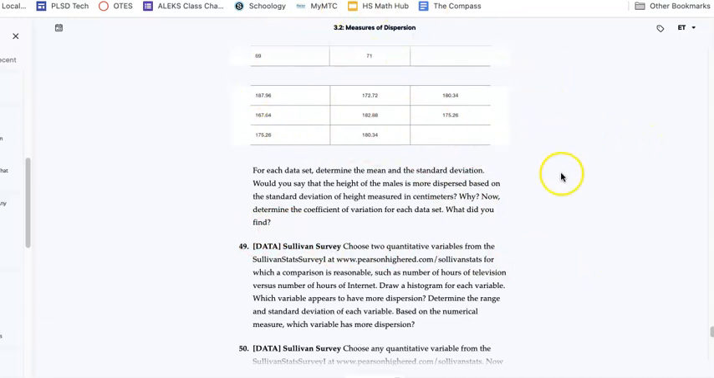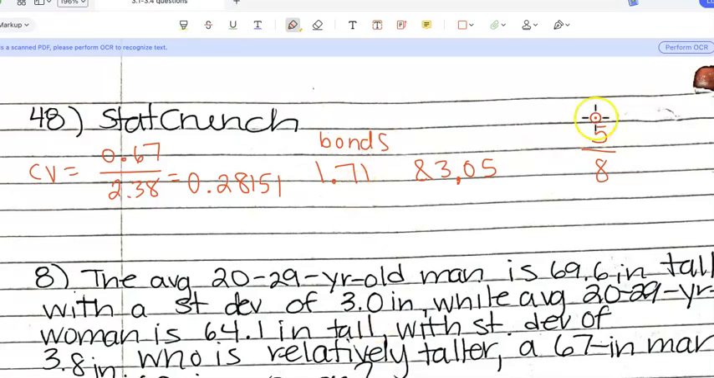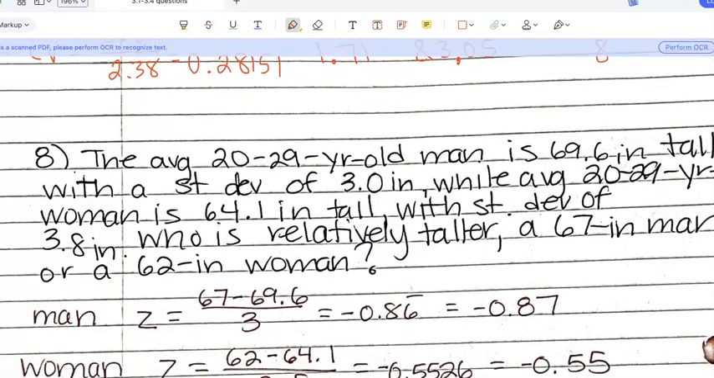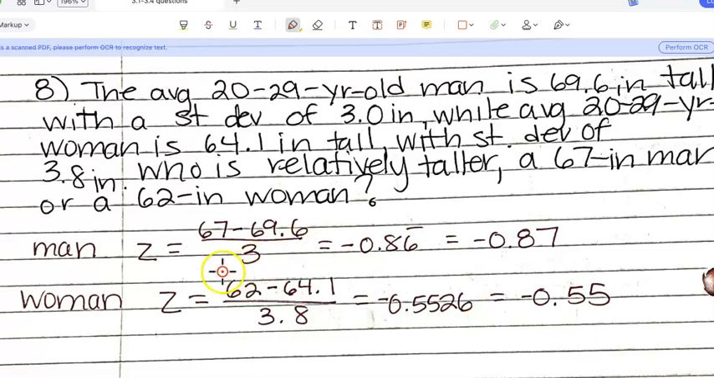All right. The last one that I'm going to go to here was number 8 from section 3.4. It said the average 20 to 29-year-old man is 69.6 inches tall with a standard deviation of 3 inches, while the average 20 to 29-year-old woman is 64.1 inches tall with a standard deviation of 3.8 inches. Who is relatively taller, a 67-inch man or a 62-inch woman?